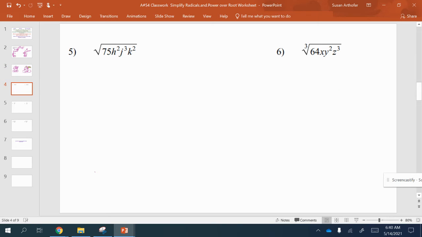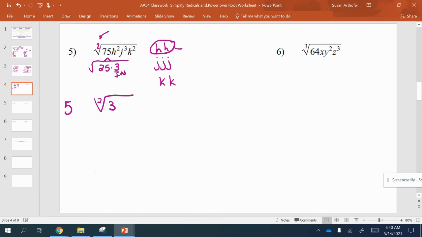Okay, moving on to number 5. Remember, this is a square root. I'm going to break up 75 into 25 times 3. I'm going to decide who's in, who's out. Takes 2 to get out, right? So I have 2 H's, 3 J's, 2 K's. So who's in and who's out? So the square root of 25, 5 is out, 3 is in. I have a pair of H's, so out is H.